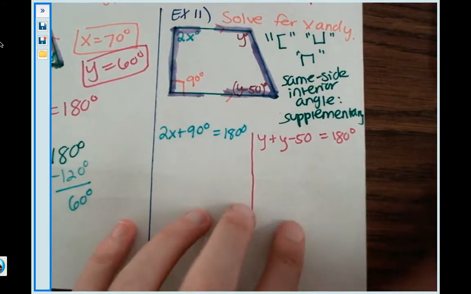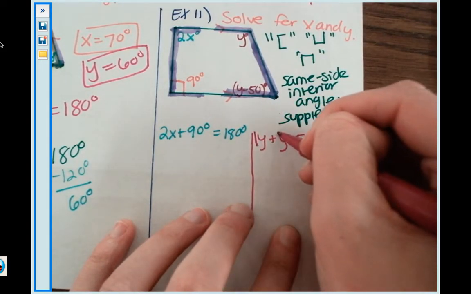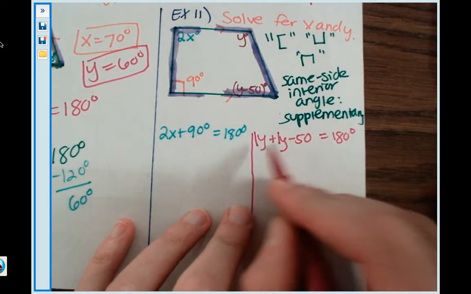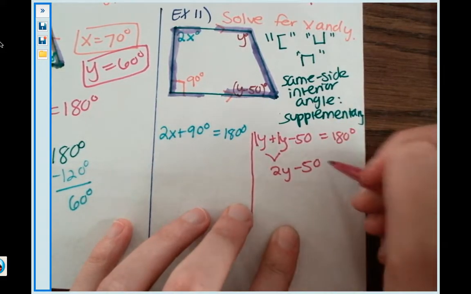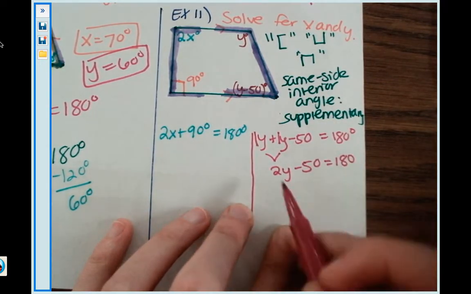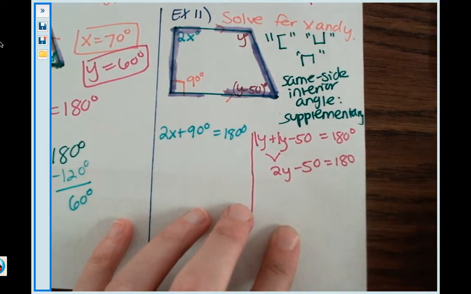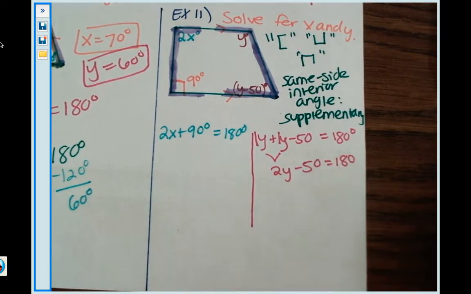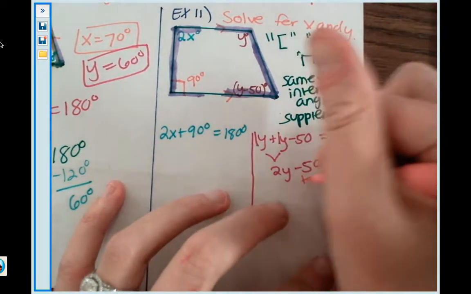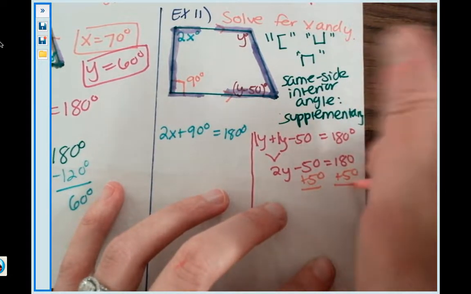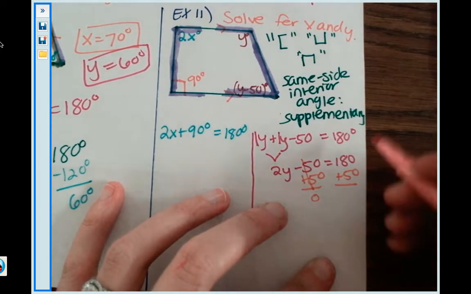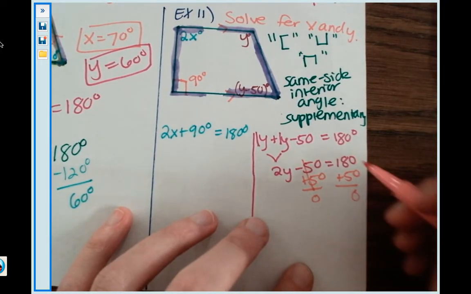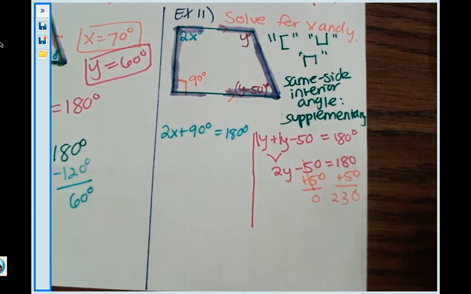So let me combine my two y's, which secretly there's a 1 in front of each of these y's. So 1y plus another 1y is 2y, minus 50 equals 180. Alright, I need to get the y's by itself, so I need to move that 50 to the other side, which the way I'm going to do that is by adding 50 on both sides. Negative 50 plus 50 cancels and turns to 0. 180 plus 50 will give me 230. So we have 2y equals 230.